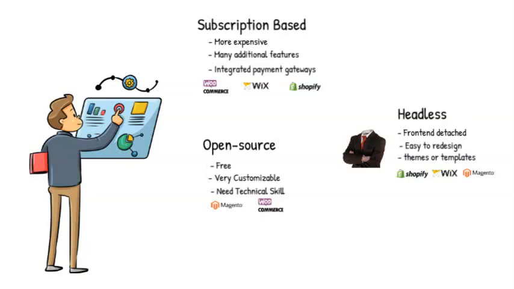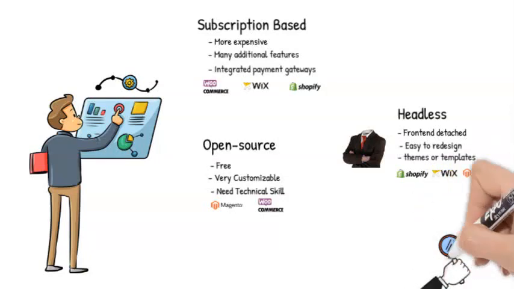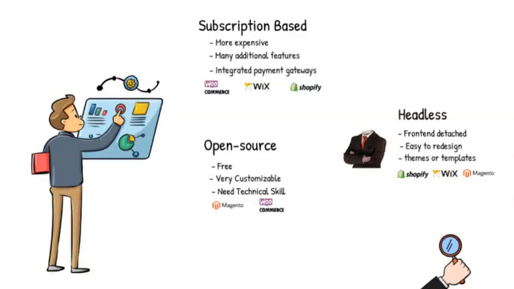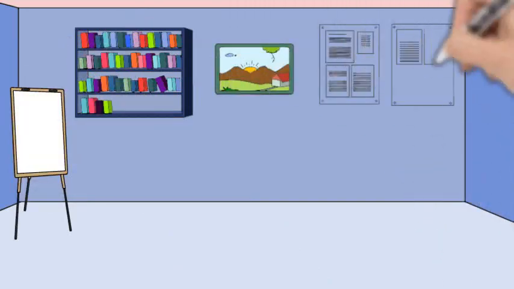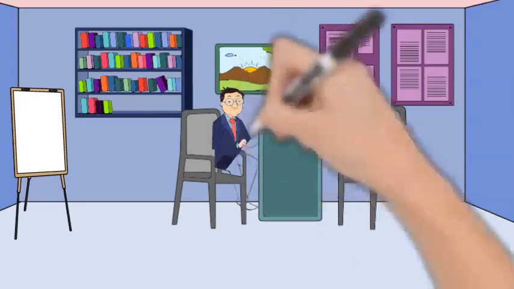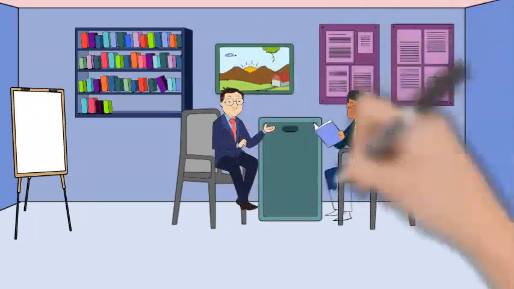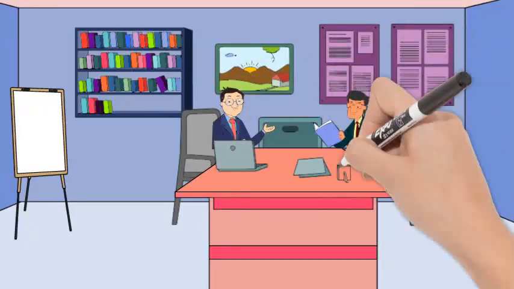Now we know the types of e-commerce platform. What are the things you should look out for when selecting one? We will look at three business areas you should consider, followed by three operational areas, and finally, three customer areas. So let's start with the business areas.